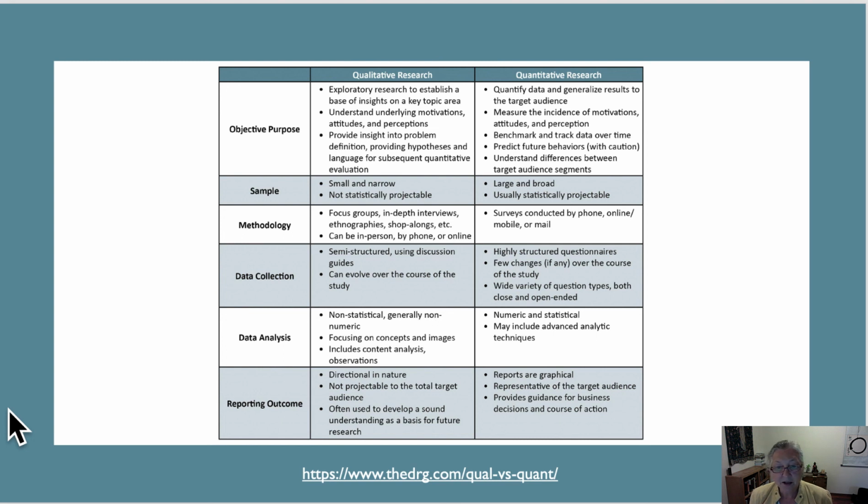Data collection is highly structured questionnaires with few changes over the course of the study. It can have a wide variety of question types, but it can also be looking at other things. And other things are usually patient outcomes. For us doing nursing, we might be looking for outcomes with our patients. The data analysis is numeric and statistical. We are looking for statistical significance, and it may include advanced analytic techniques.